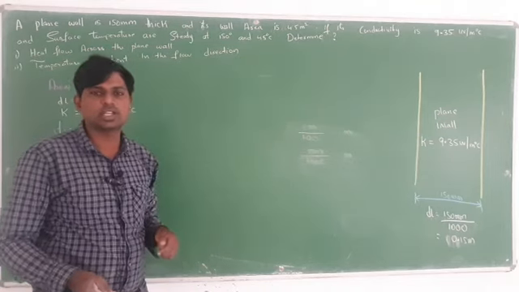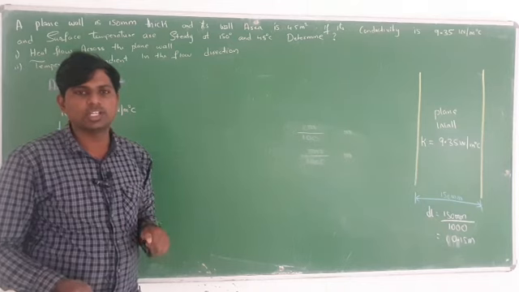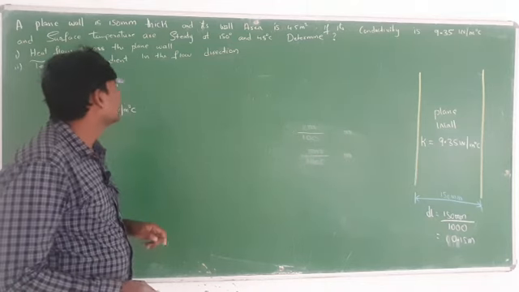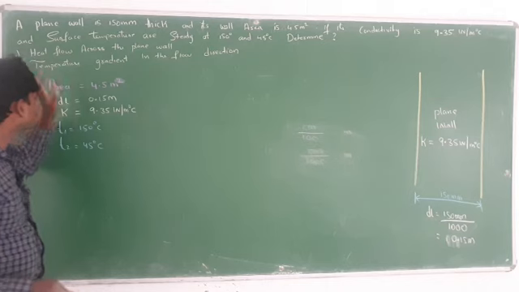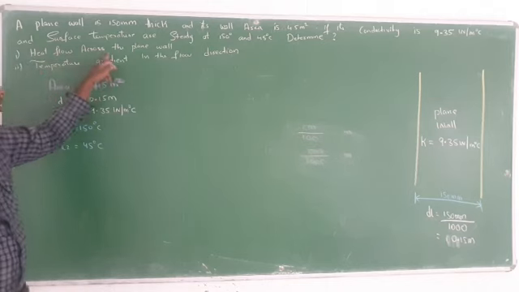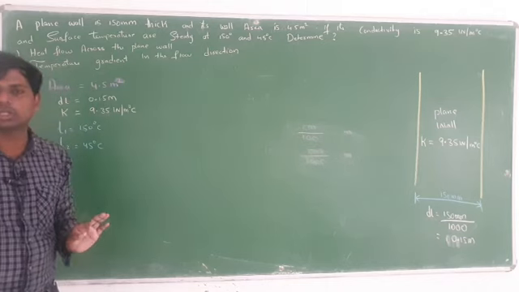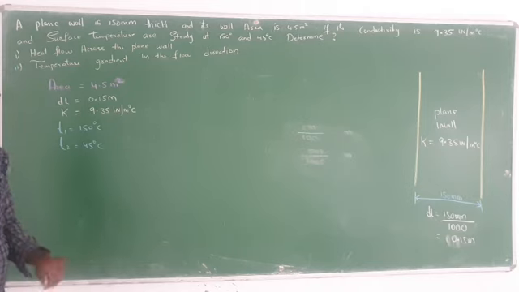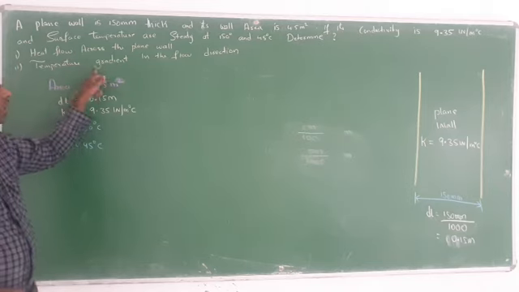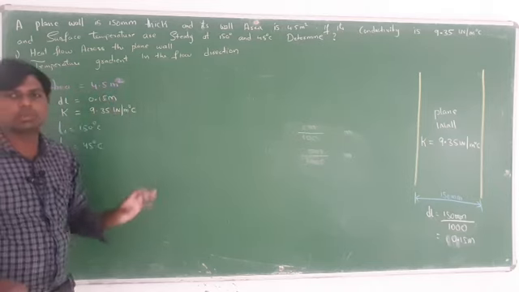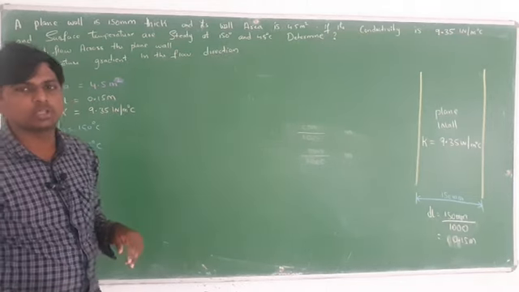Here two temperatures are given. First one is 150 degrees, second one is 45 degrees. First, determine the heat flow across the plane wall. Heat flow, you have to find out. Second, the temperature gradient in the flow direction. Temperature gradient means the difference in temperature you have to find out.